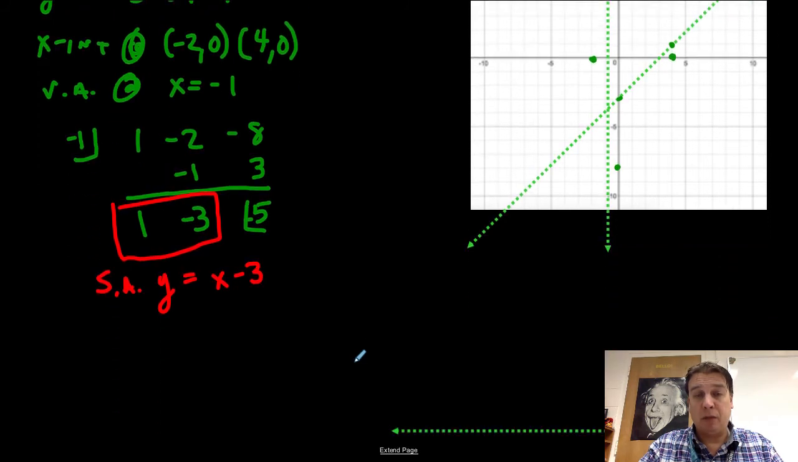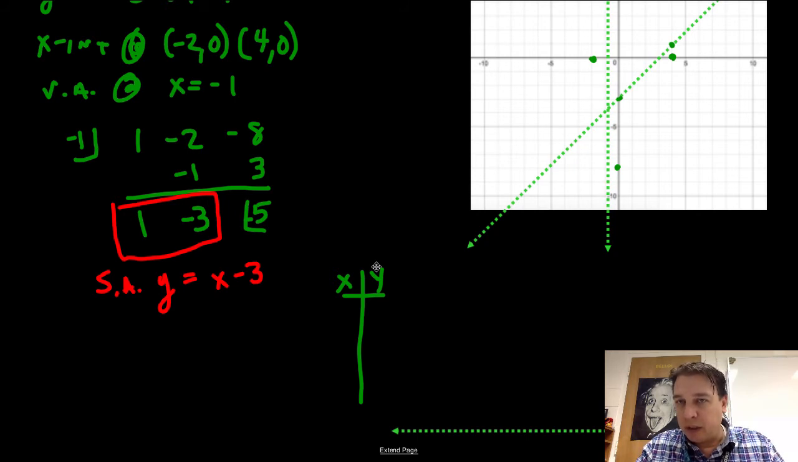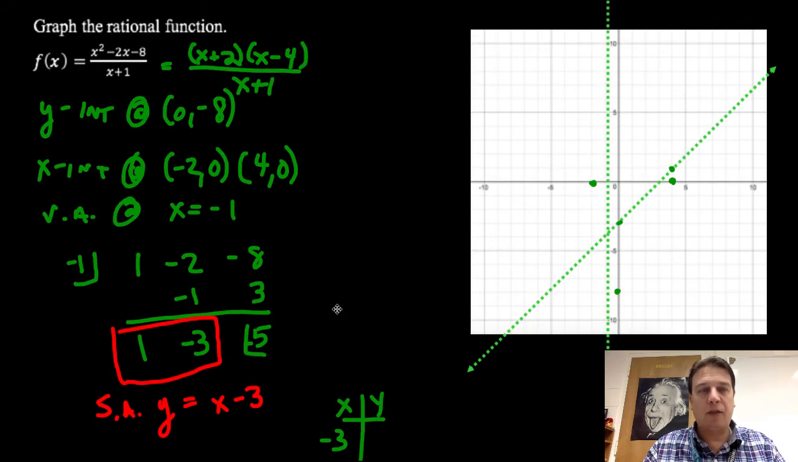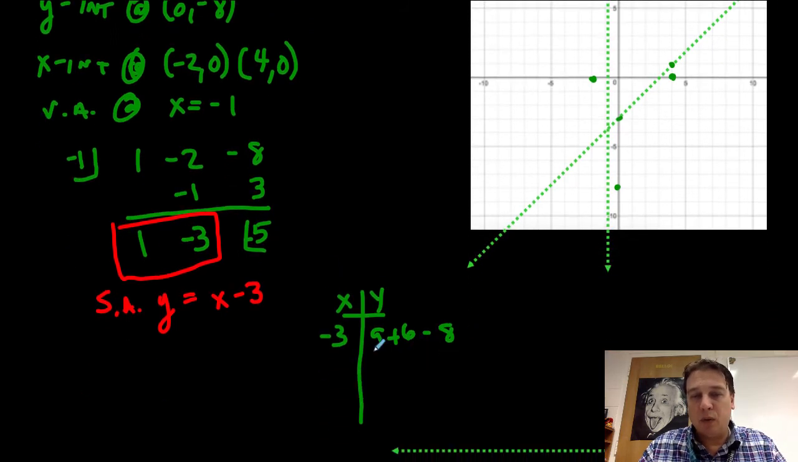Okay, so I got enough room down here. We'll go through and pick some points just to make sure. It's always good to double check. So let's choose, I don't know, -3 and see what happens. So if I look up here, -3, so I'm going to do -3 squared, which is going to be 9. And then -3 times -2, so +6. And then -8. And then in my denominator, I'm going to have -2.